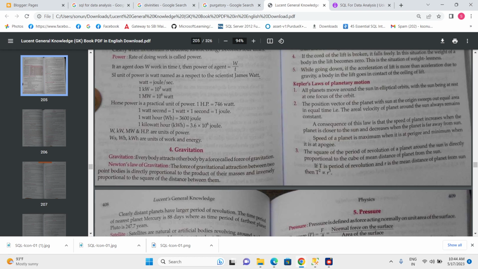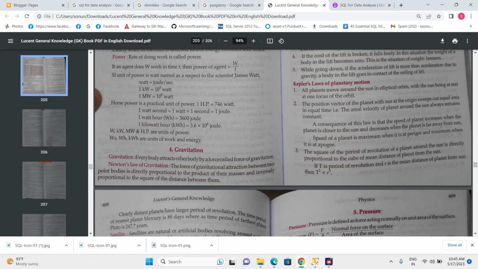And now the relation between time period and radius: the square of the time period is directly proportional to the cube of r, T² ∝ r³. So this is also a very important point related to Kepler's law of planetary motion. All these points are very important for the examination.